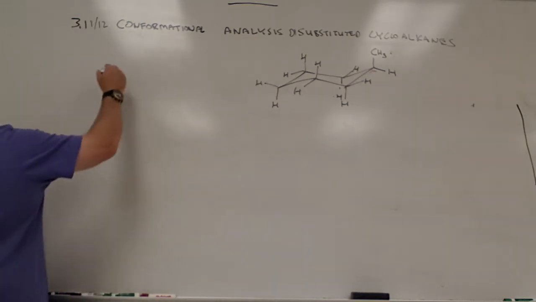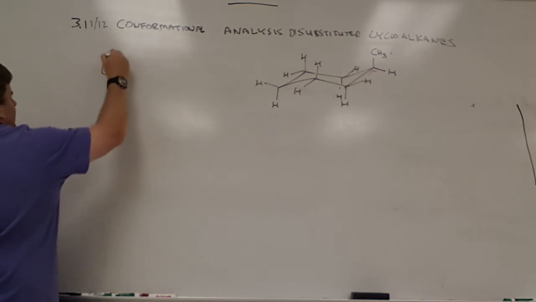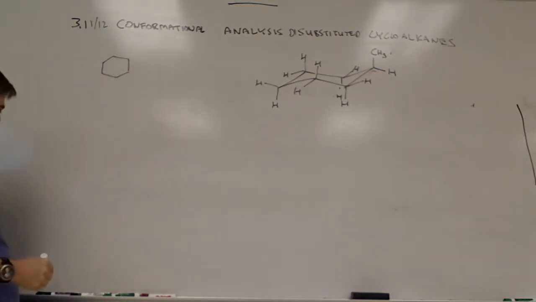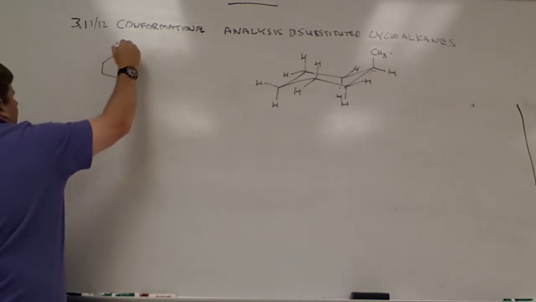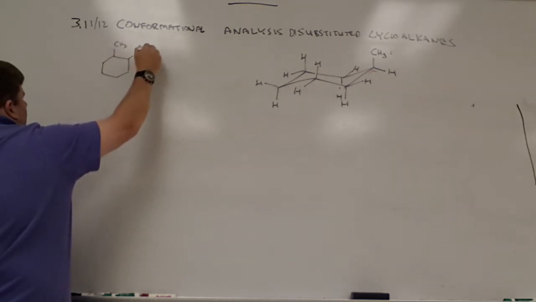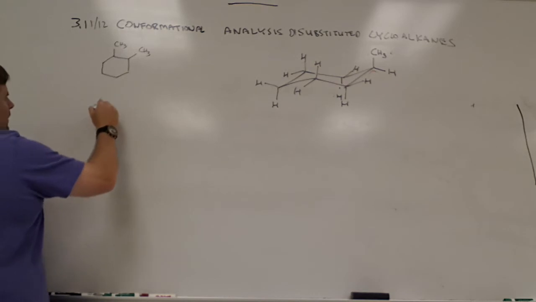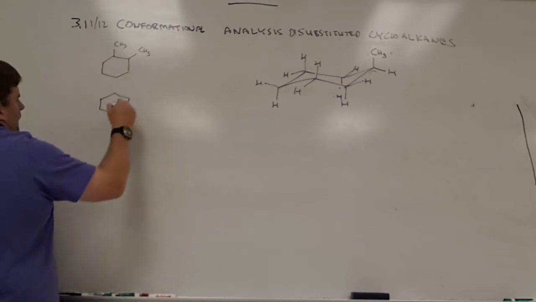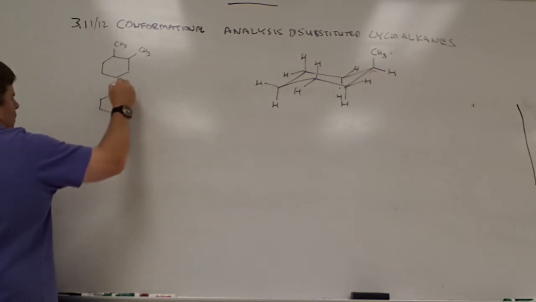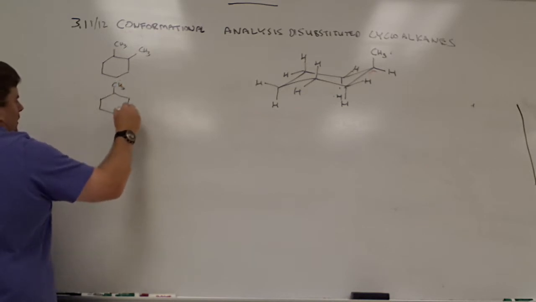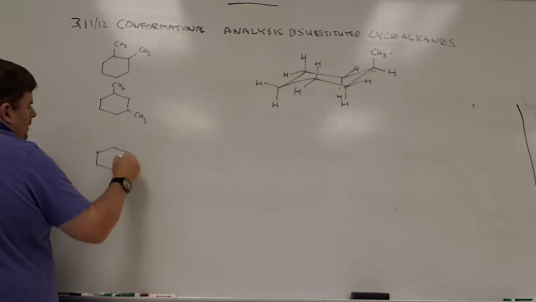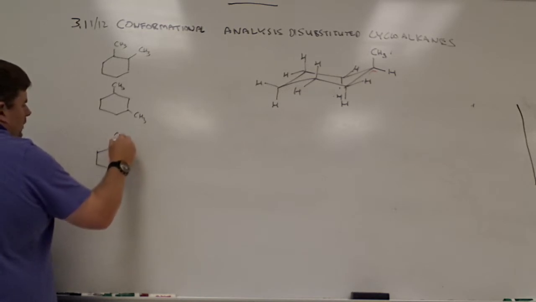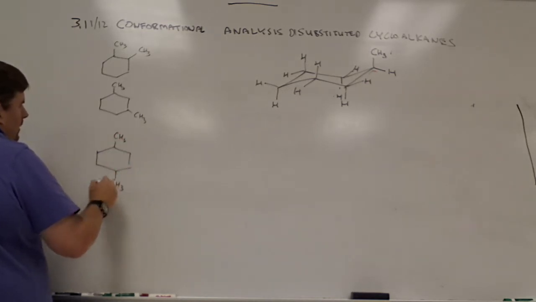So if I've got two methyl cycloalkanes, there's a couple that we're going to see. Okay? The ones that I'm interested in are going to be these three, excuse me. The 1,2, the 1,3, and the 1,4. Okay?